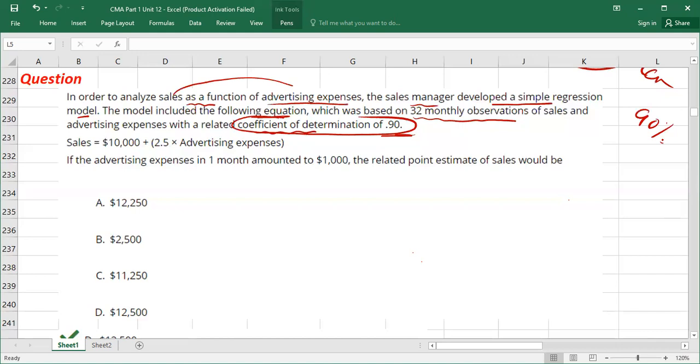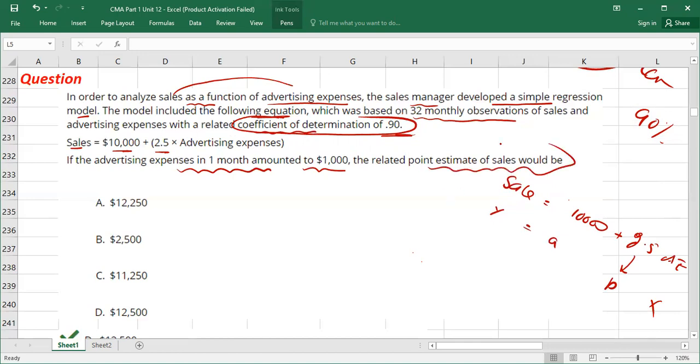Understood? But this is not the question. Let's read the question. I'm just reading the terms and explaining. They are telling you this is the equation: Sales is equal to 10,000 plus 2.5 multiplied by advertisement expense. Actually here, sales is your Y, 10,000 is your A, 2.5 is your B, and advertisement expense is your X. So just complete the equation. They're telling you if the advertising expenses in the month amounted to $1,000, what will be the related point estimate of sales? They're saying if your advertisement expenses are 1,000, what will be the sales?